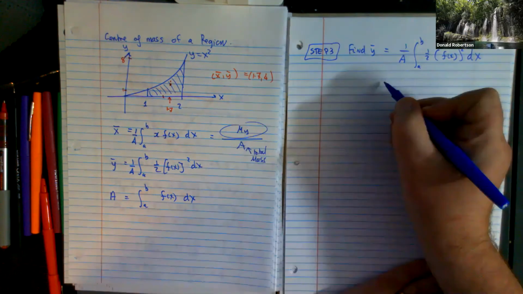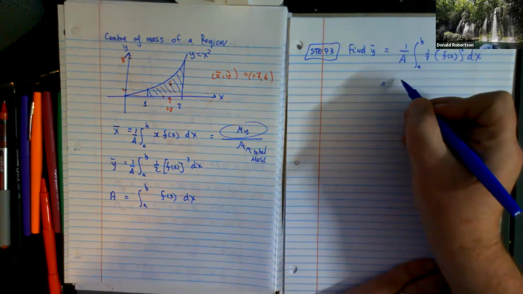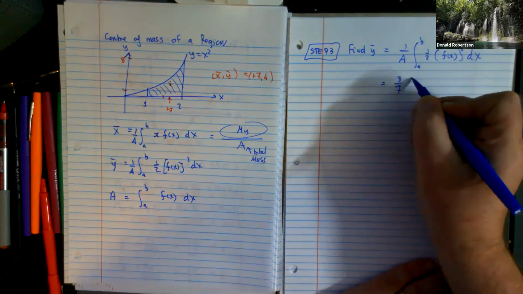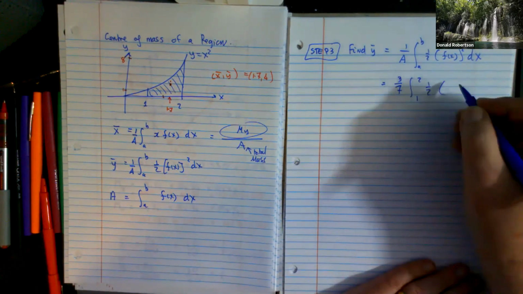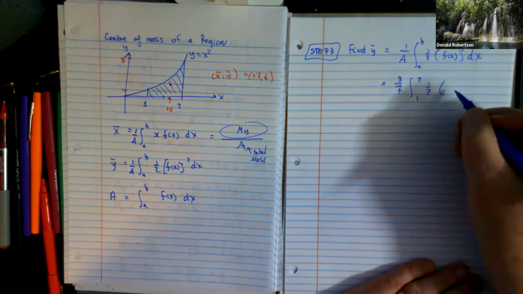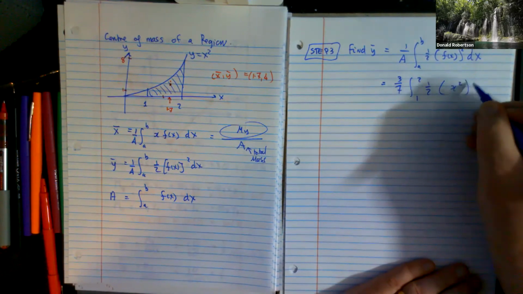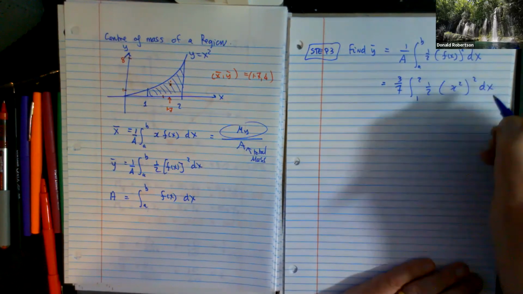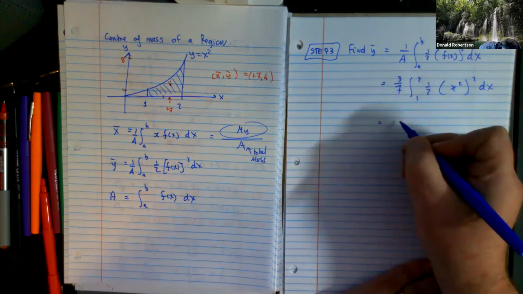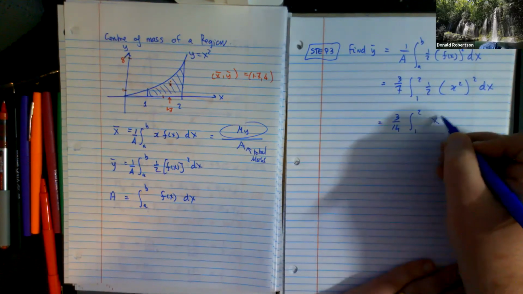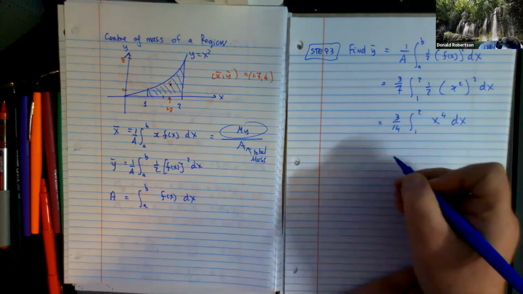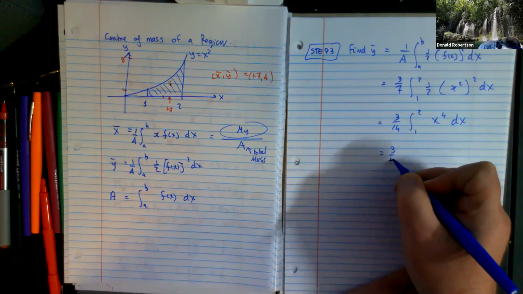So 1 over A gets us the 3/7 again. The integral from 1 to 2 of 1/2 times this particular function, what was it, x squared, squared. I'll bring that half outside, so it's now 3/14 times the integral from 1 to 2 of x to the 4. And we have a power rule.